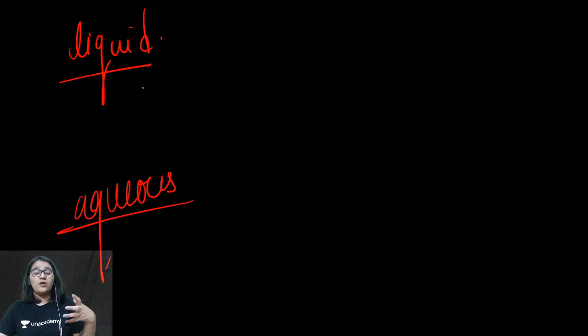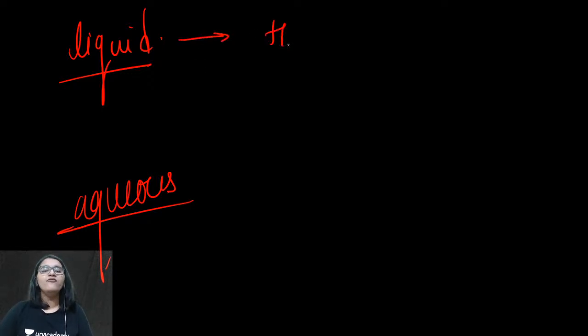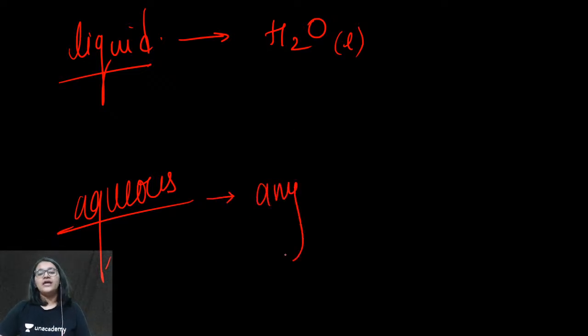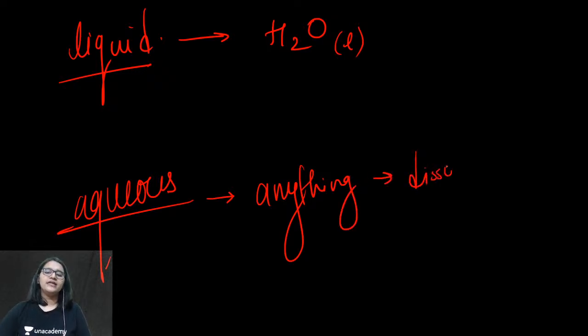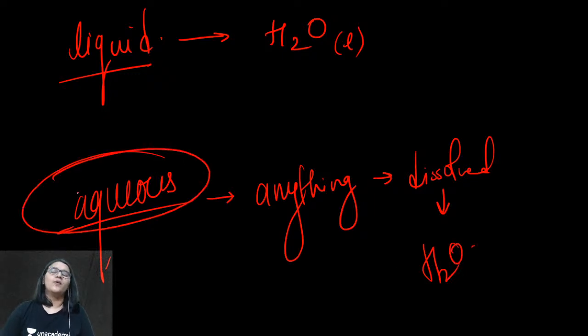Now, for this you also have to understand what is the difference between the state that is liquid and the state that is called aqueous? Because many students have a doubt: ma'am, what is liquid, what is aqueous? So basically, if I say water, water is going to be liquid. So what will be aqueous? Anything that is dissolved in water is called aqueous.